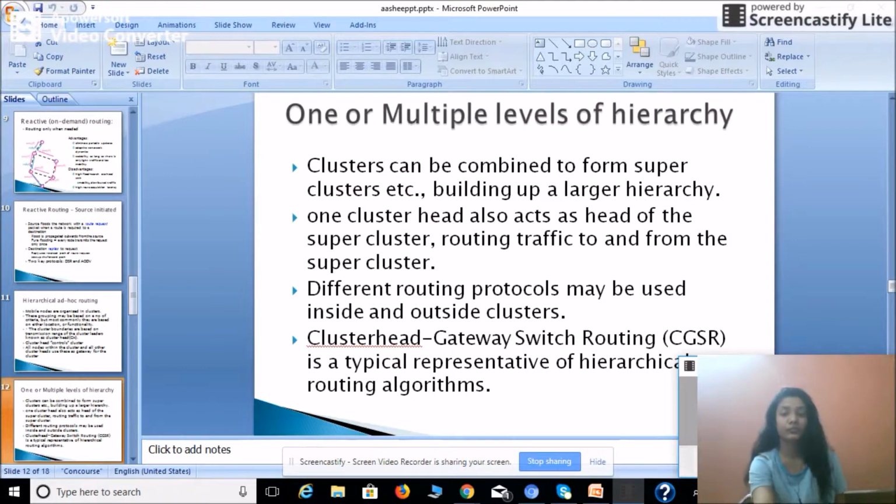From this, we got to know that we have multiple clusters in our network. If we want to send a packet in the same cluster, we have different routing protocols. And if we want to send between clusters, then we have different routing protocols. One of them is cluster head gateway switching routing, which is a typical representative of hierarchical ad hoc routing algorithm.